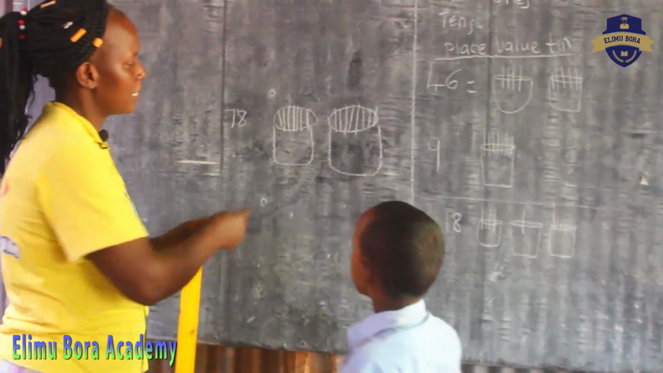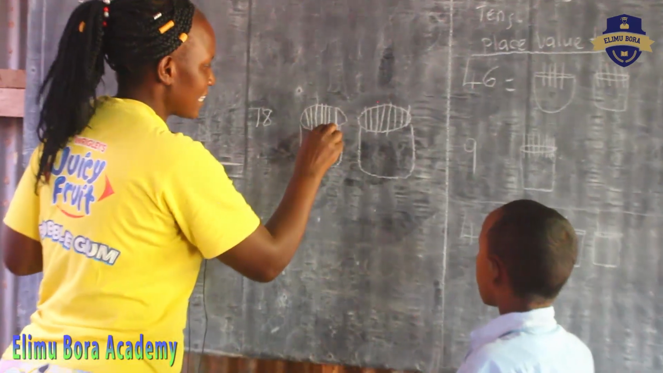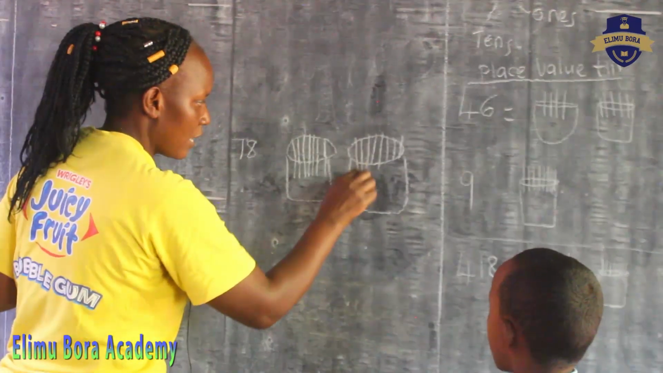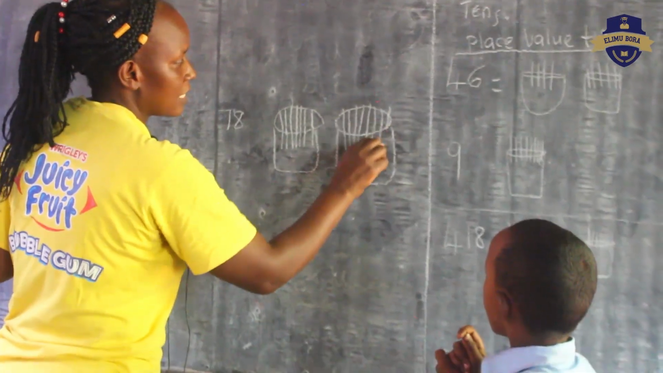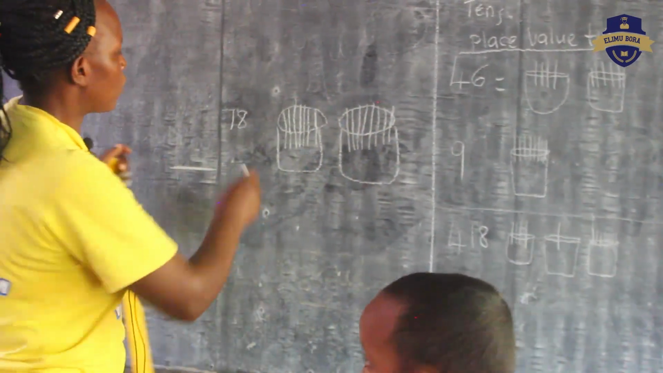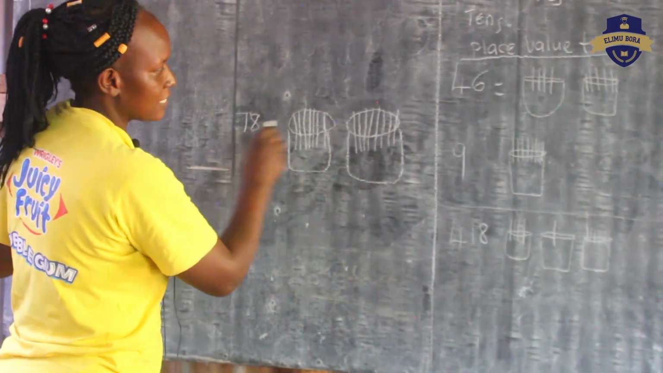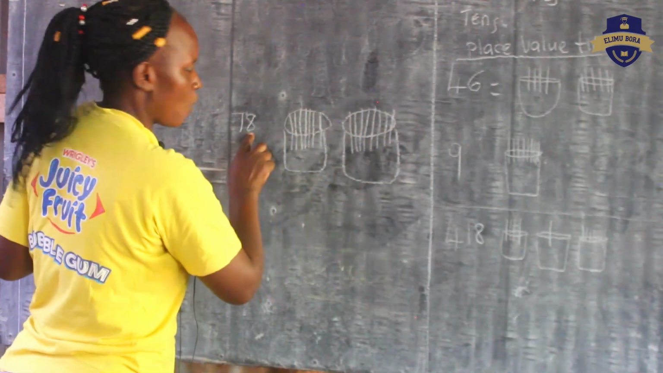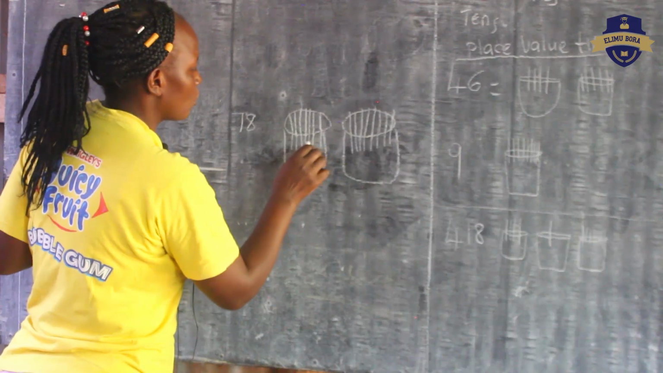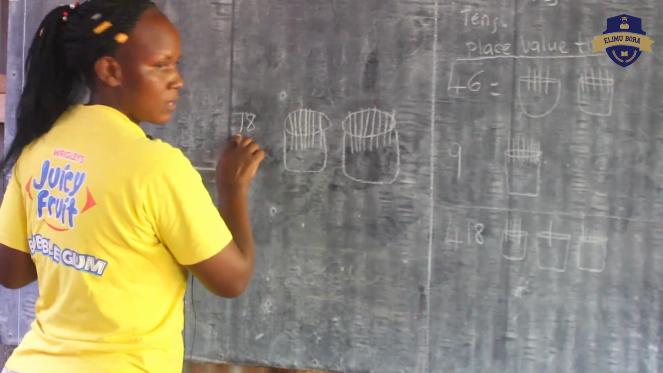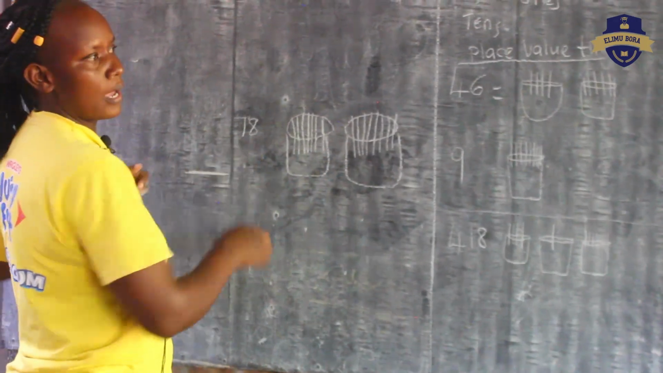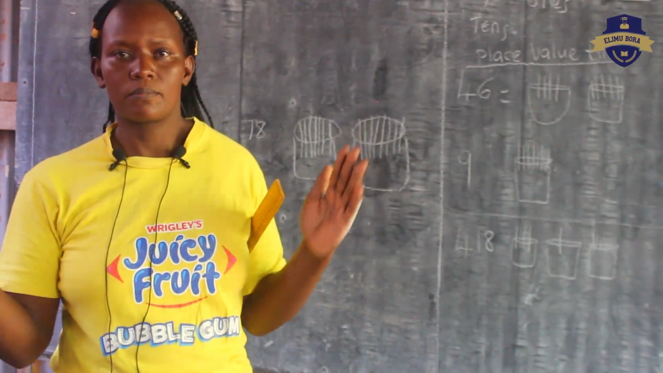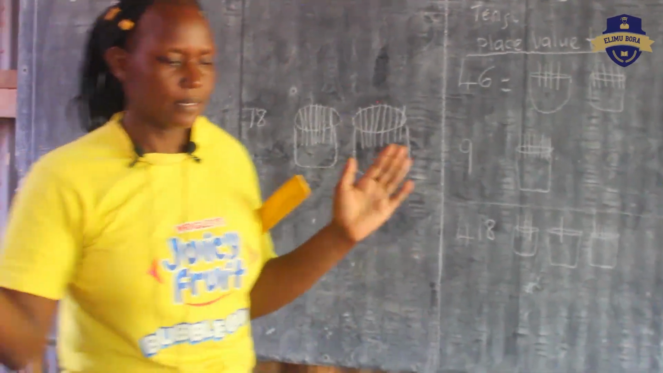Is he correct, when you draw them inside like that? Is he right? He is right, because this is ones and this is tens. Now he has drawn 1, 2, 3, 4, 5, 6, 7, 8 ones, and 1, 2, 3, 4, 5, 6, 7 tens. We give him a clap.